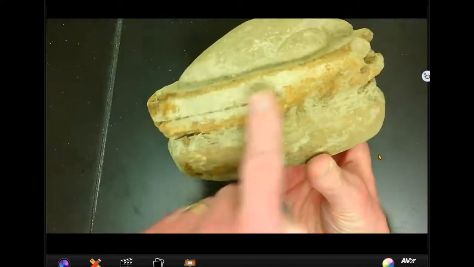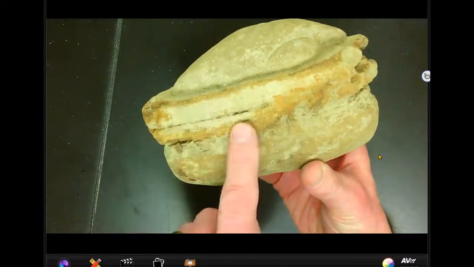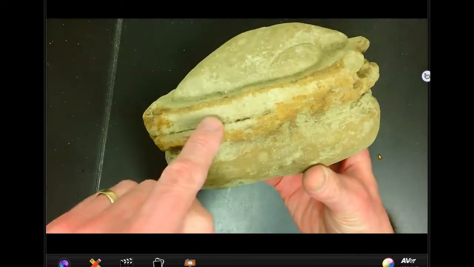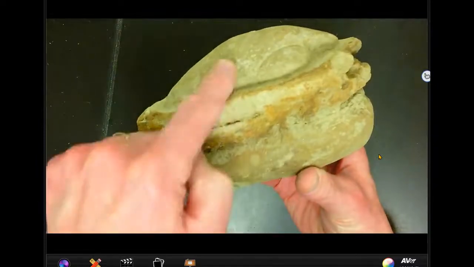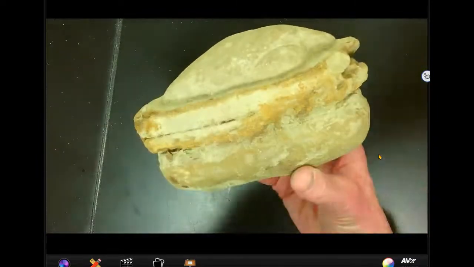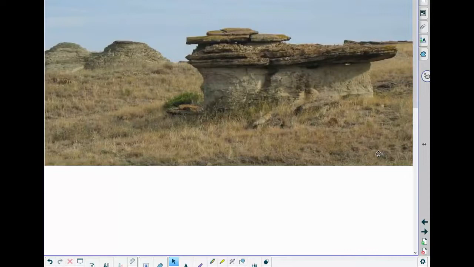Why? Because this rock is more resistant to being weathered. It's a stronger rock, so it's going to weather slower. Some rocks are made out of softer minerals, so they're going to weather faster.